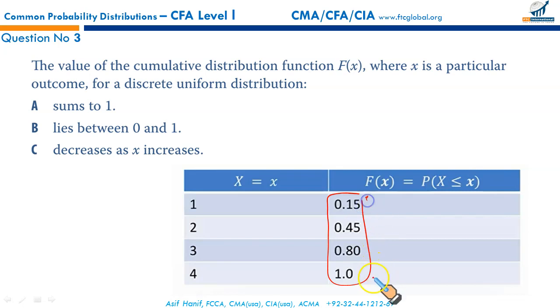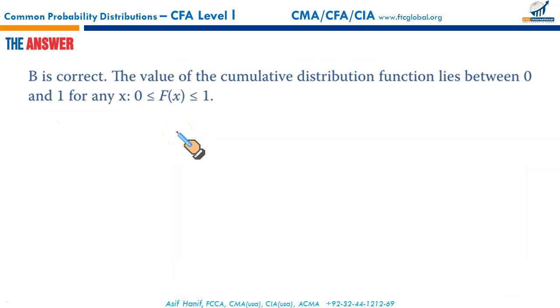So this is the minimum value you could have, this is the max. So it lies between 0 and 1, and it decreases as x increases. This is wrong as well. As x is increasing, as you can see from 1 to 2, 2 to 3, 3 to 4, we have F(x) increasing: 15, 45, 80, and then 100%. So this is wrong as well. So that makes B our correct option.